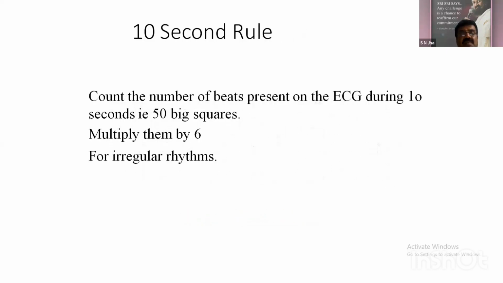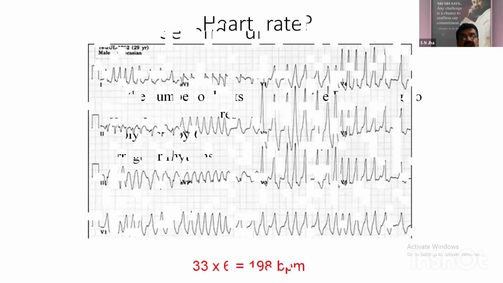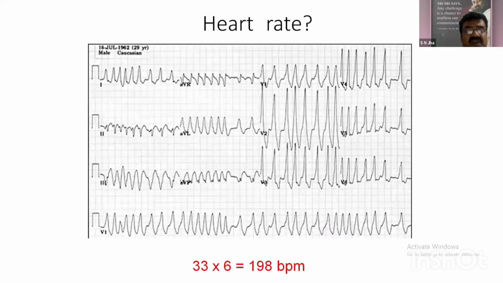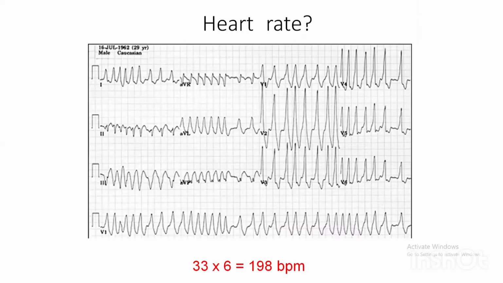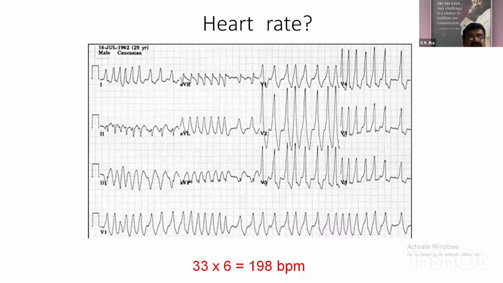Now, what is the 10-second rule? Count the number of beats present on the ECG during 10 seconds, that is 50 big squares. What do we mean by 10 seconds? Multiply the count by 6 for an irregular rhythm. If the rhythm is totally irregular, what will we do? We will count how many beats there are in 10 seconds and multiply it by 6, because it is totally irregular.